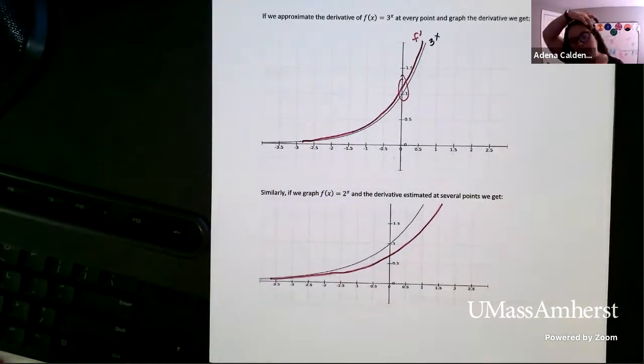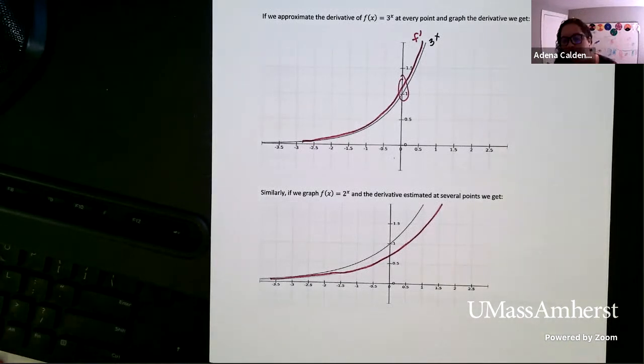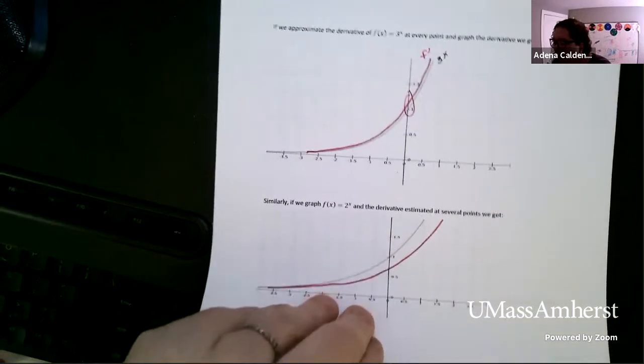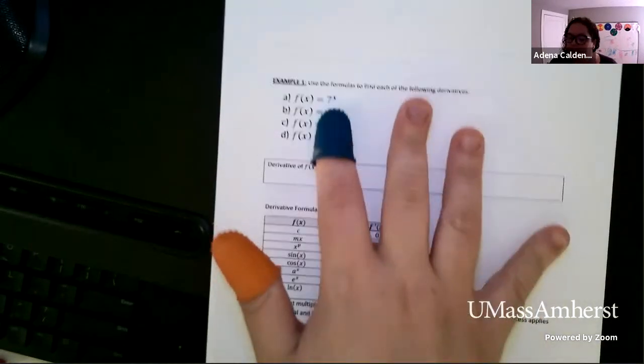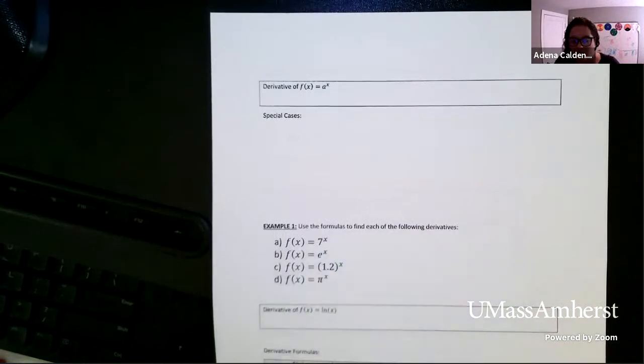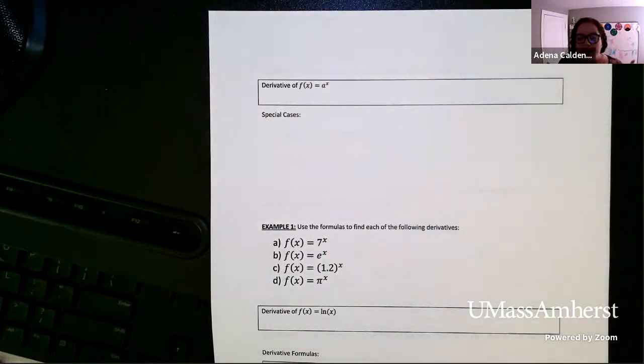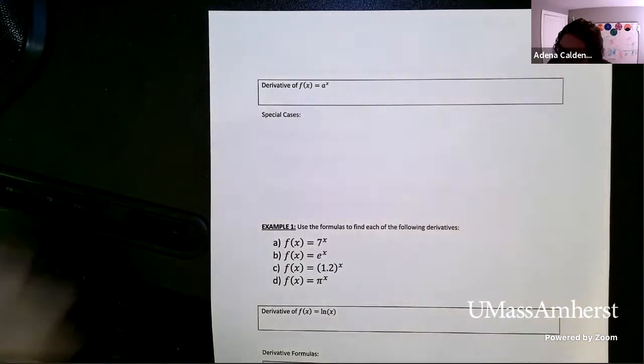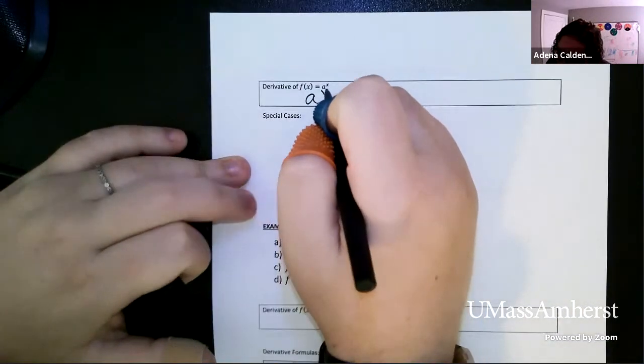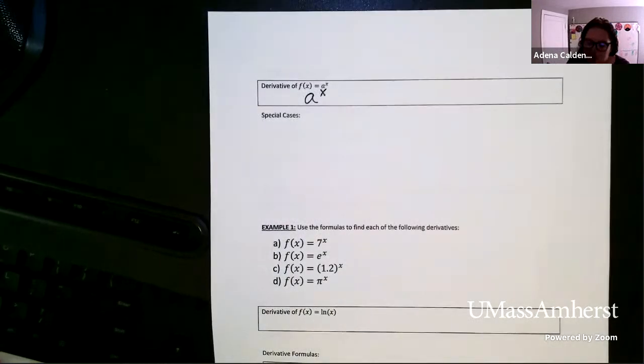Mathematicians look for patterns. If you keep plotting a whole lot of these exponential functions, you eventually find the patterns that lead to the formulas. So what are these formulas? The first one we're going to look at is a to the x. This is the generic exponential formula. That's a little small, so I'm just going to write that a little bit bigger. A to the x.